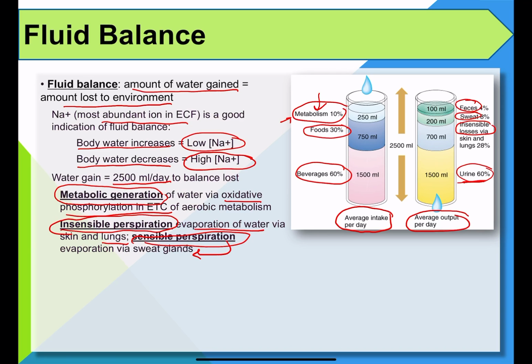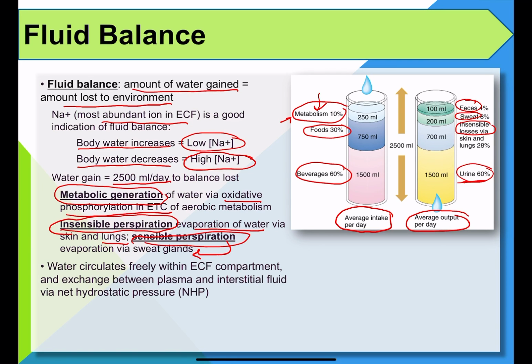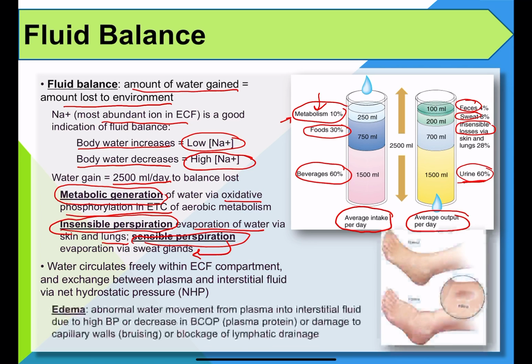All right. So water will always circulate freely within each ECF compartment, and hence the exchange between plasma and interstitial fluid will always go by the net hydrostatic pressure. As we talked about back in the blood vessel chapter, when more filtration happens than reabsorption, fluid will move into the interstitial fluid within the peripheral tissue, causing edema. Remember, we talked about edema in the blood vessel chapter.